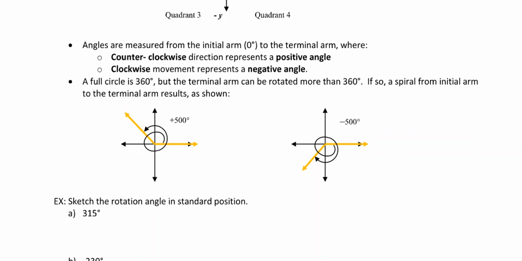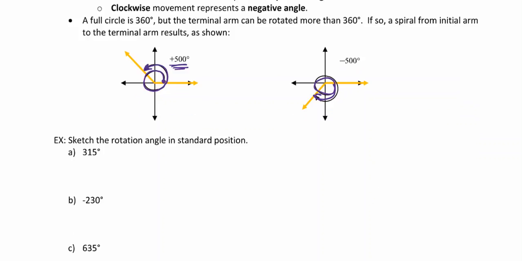So another part of this, if we measure things counterclockwise, that's going to be considered a positive angle. So if I start here, go all the way around, that'd be 360 degrees, and then keep going around, that would be a 500 degree angle. But if I did the exact same thing in reverse, it would be a negative 500 degree angle.